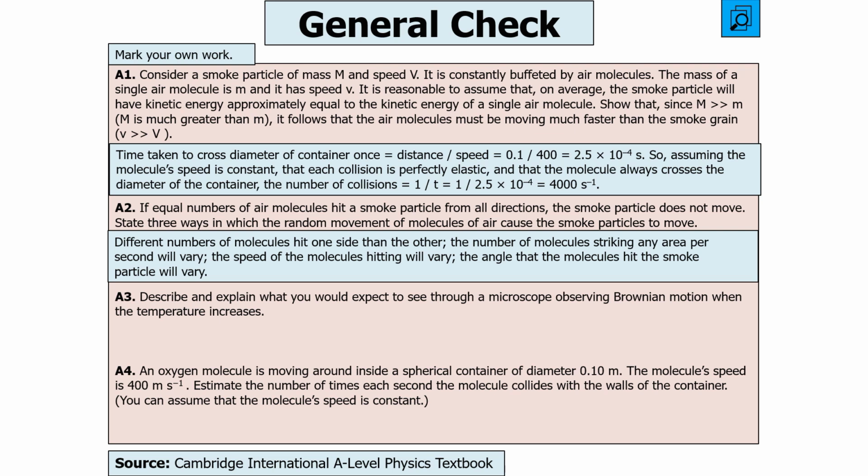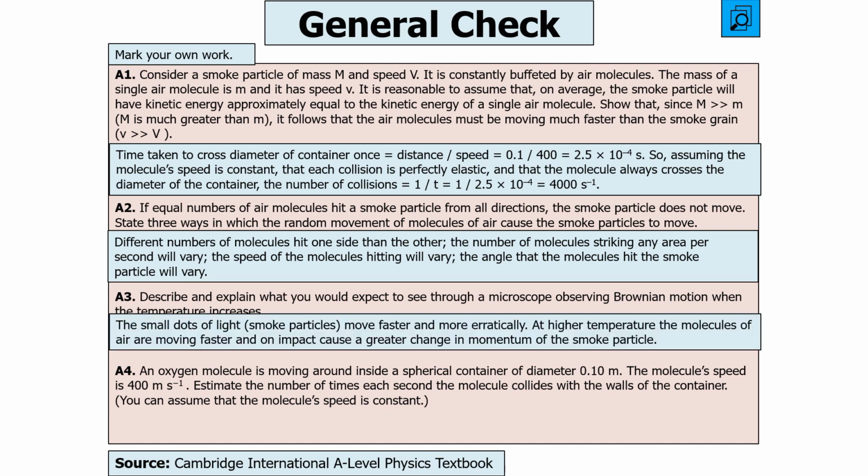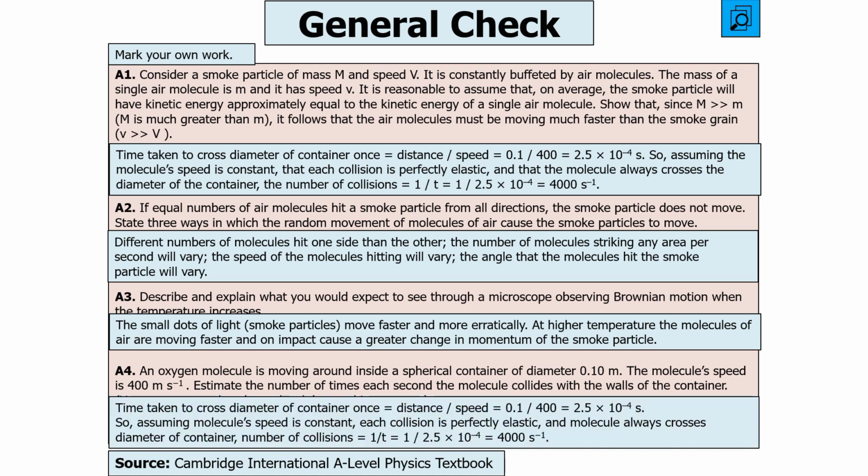The number of molecules striking on any area per second will vary. The speed of the molecules hitting will vary, and the angle that the molecules hit the smoke detector will also vary. The next one, you'll see with Brownian motion, the smoke particles will move faster and more erratically because at a higher temperature, the molecules of air will be moving faster because temperature links to the kinetic energy of the molecule. So therefore, the impact will cause a greater change in the momentum of the smoke particle. Okay, and then finally, as we said before, the answer is going to be 400 times per second.